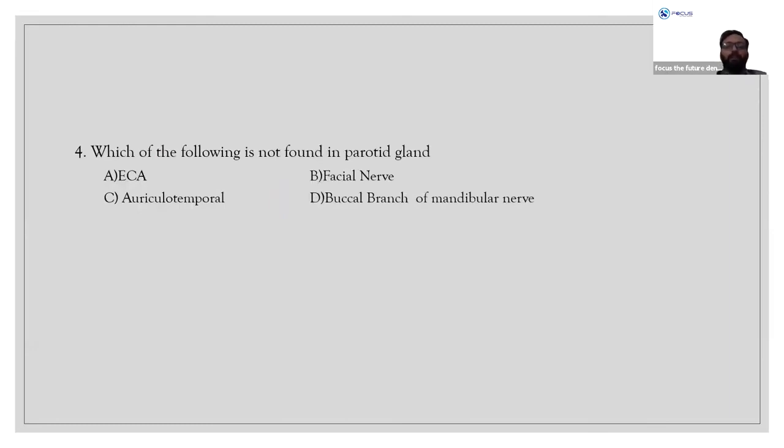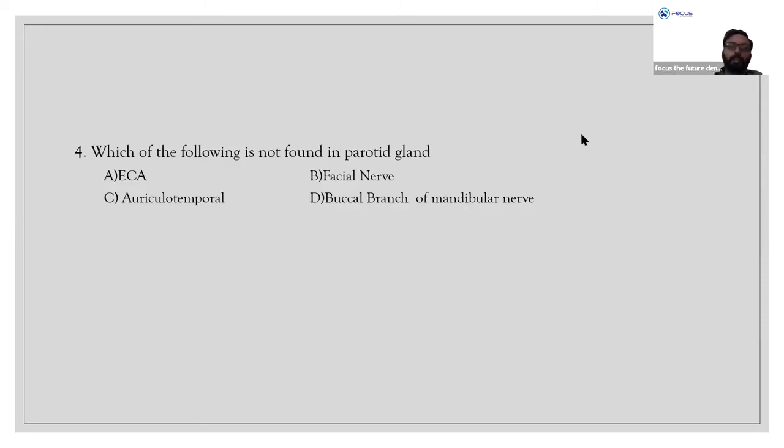Which of the following is not found in the parotid gland? External carotid artery, facial nerve, auriculotemporal, buccal branch of mandibular nerve. Which one is the answer? Yes, it is the buccal branch of the mandibular nerve.